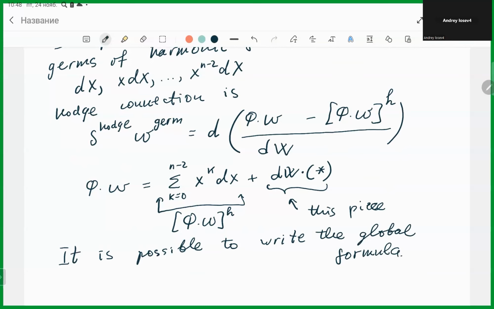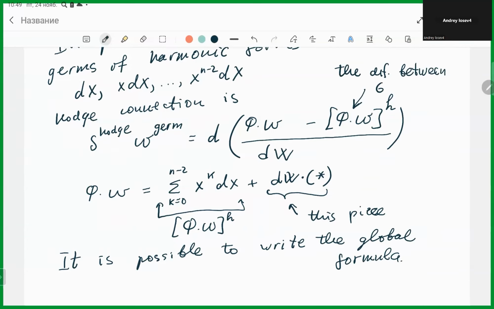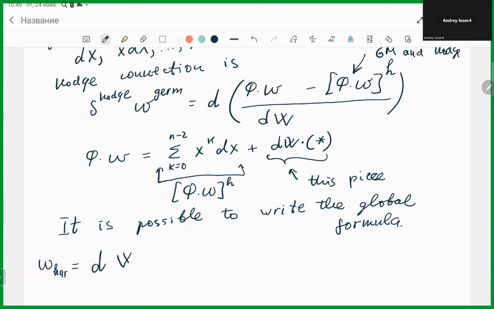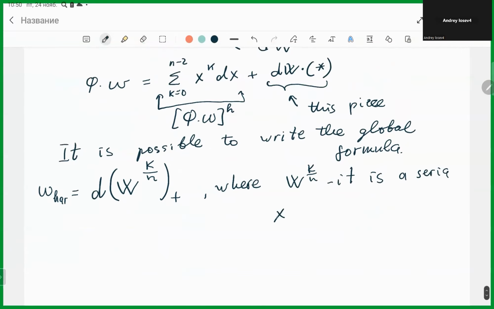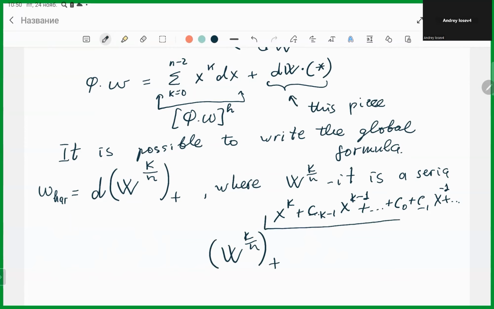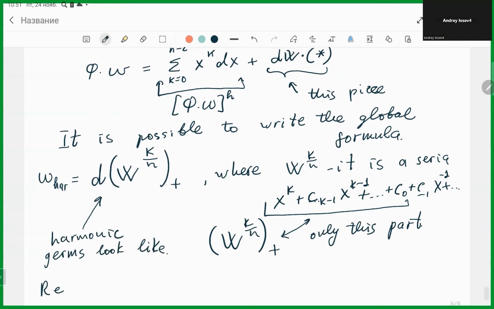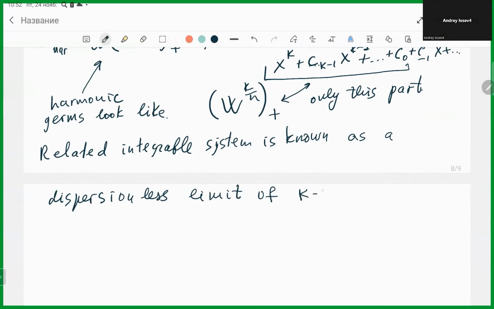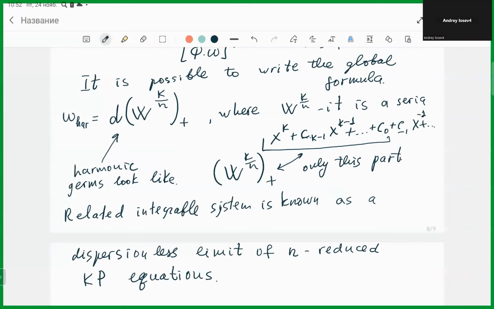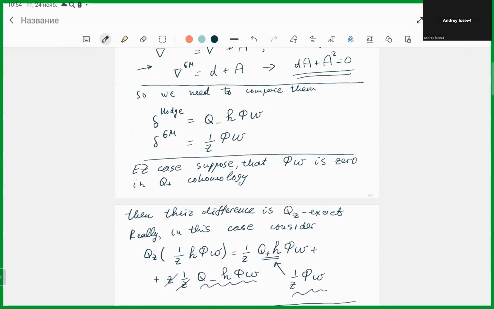But before I write the global formula, I want to say that this piece is just the difference between Gauss-Manin and Hodge. Omega harmonic equals d W k over n plus, where W k over n is what? It is a series x to the k plus something, I don't know, c k minus 1 x to the k minus 1 plus c 0 plus c minus 1 x to the minus 1 plus etc. So W k over n plus means that we are taking only this part. And this is how harmonic germs look like. And the related integrable system is known as the dispersionless limit of the n reduced KP equation. So that's what I wanted to tell you in one lecture about two connections and related integrable systems. So the story of two connections. Okay.